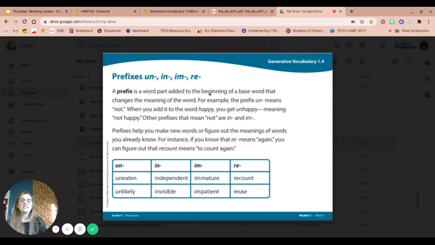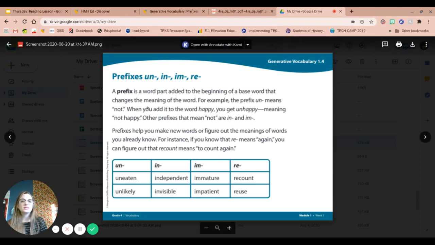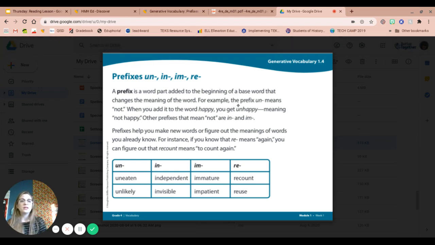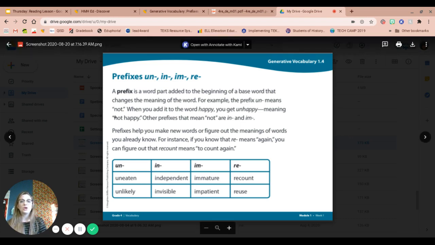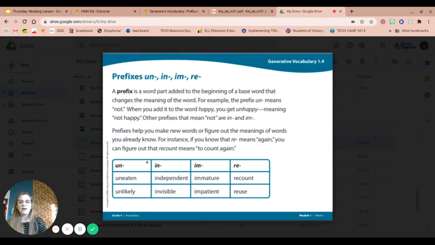A prefix is a word part added to the beginning of a base word that changes the meaning of the word. For example, the prefix un means not. So let's look at our section un. Un means not. So if something is uneaten, that means what? Simply that it's not eaten. If something is unlikely, well, that means that it's not likely going to happen. Okay? Prefixes are pretty simple once you get the hang of them, and you can use them to help decode words that are unfamiliar to you.